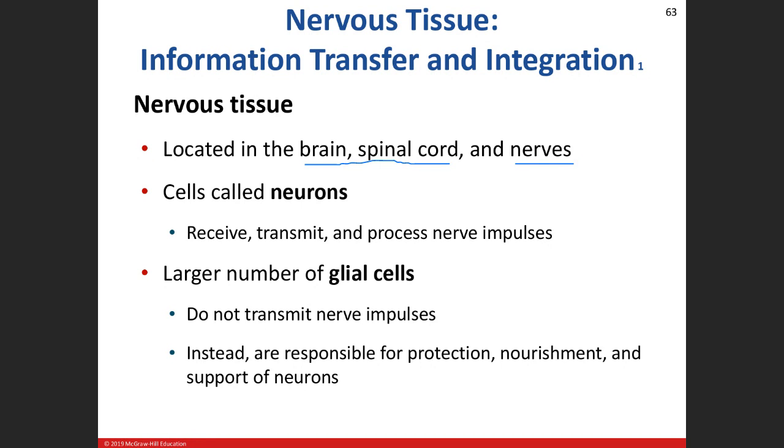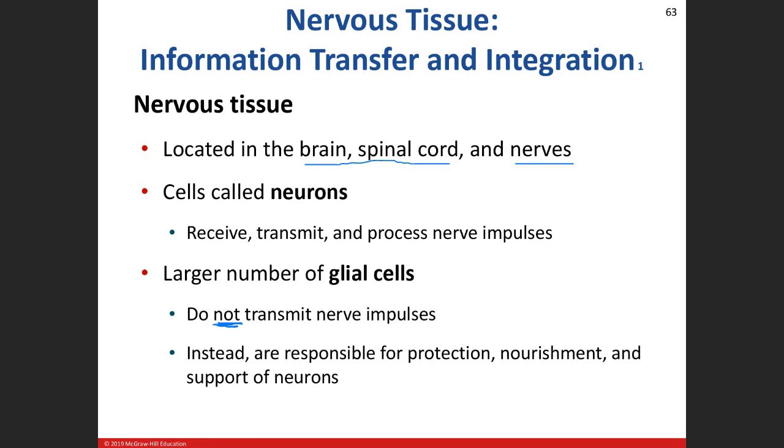And of course, just like with any rock star or superstar, there's an entourage or support system. The support cells for neurons are the glial cells. These cells outnumber the neurons and actually make up the majority of the nervous tissue. But one thing you need to understand is they have no functionality when it comes to the transmission of nerve signals. They do not transmit nerve impulses, but they do pretty much everything else.